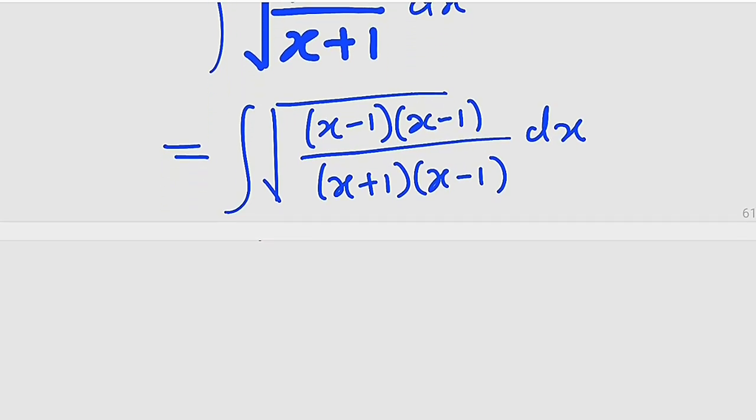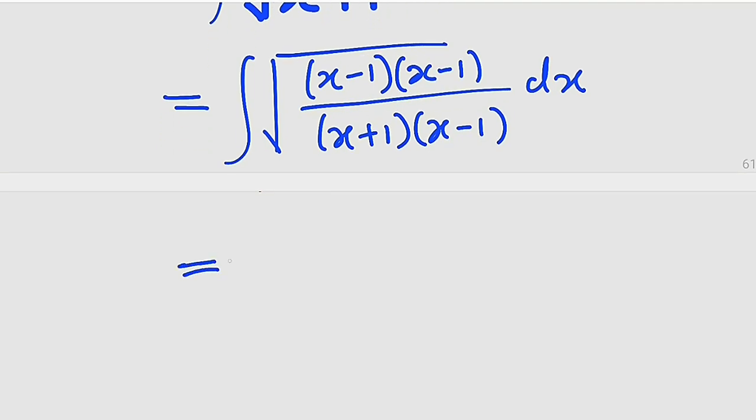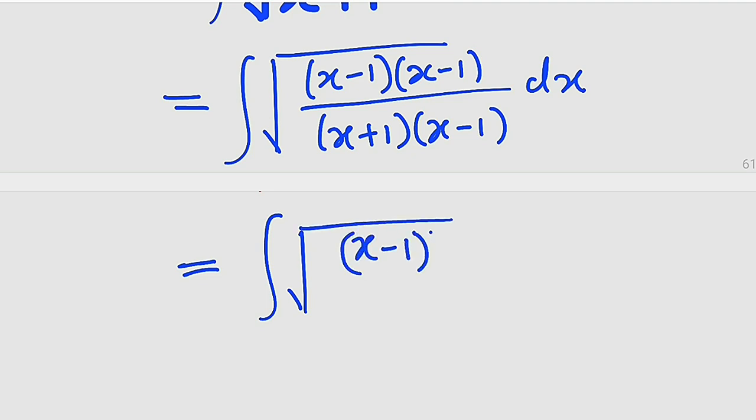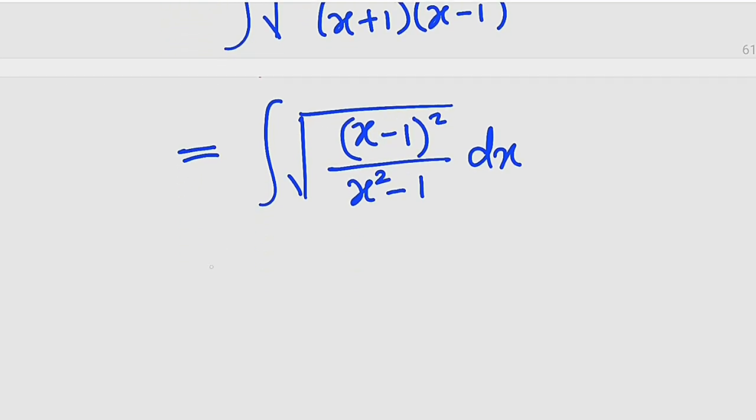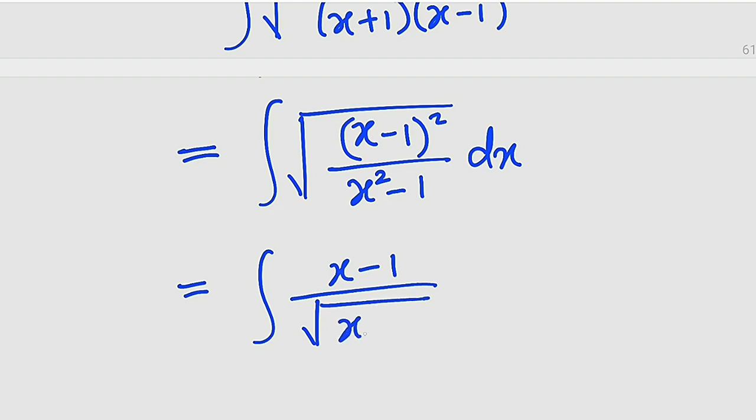To the top, you can see x minus 1 times x minus 1 is the same thing as x minus 1 all squared. So this is equal to the integral of the square root of x minus 1 all squared divided by, you can see this is just difference of two squares. We take the first term, we square that, we subtract the second term squared. 1 squared is 1, dx. So to the top, 2 will cancel the square root. So this is what we have, the integral of x minus 1 divided by the square root of what? x squared minus 1 with respect to x.